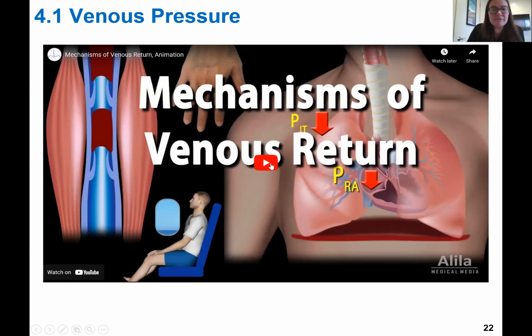The mechanisms of venous return are shown in this video by Alila, and I really like their videos. I'm going to go ahead and play it here real quickly.